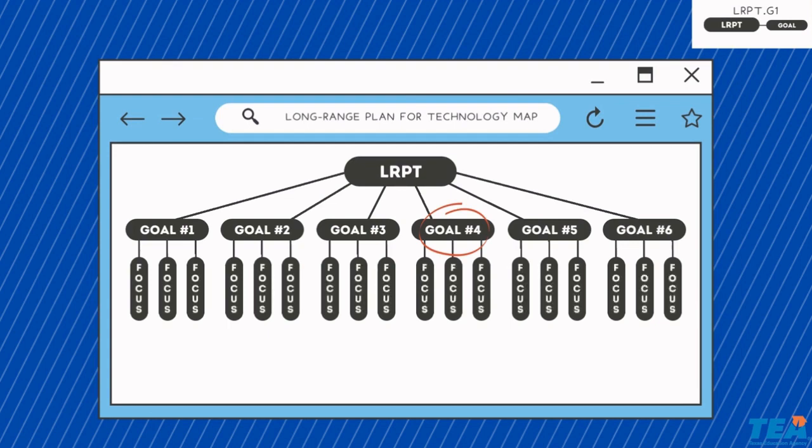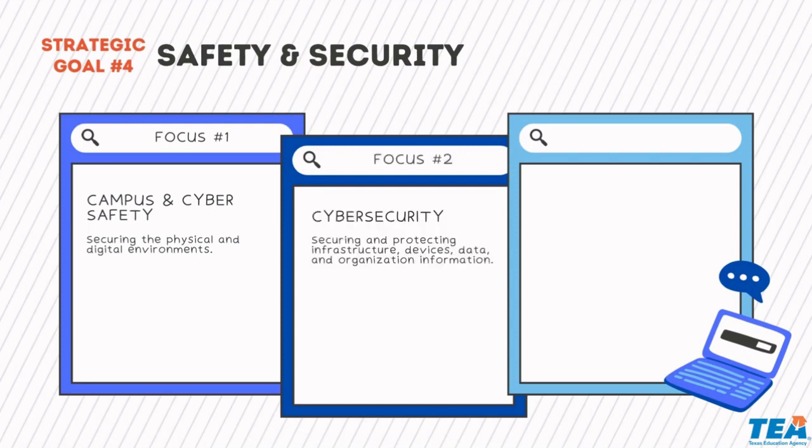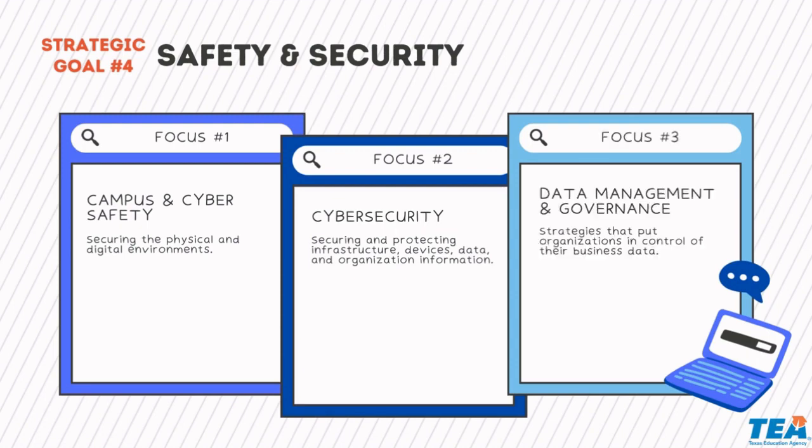Now that we have introduced the strategic goal, let's review the focus areas. There are 3 focus areas to help guide the realization of this goal. Focus area number 1, campus and cyber safety. Focus area number 2, cybersecurity. Focus area number 3, data management and governance.